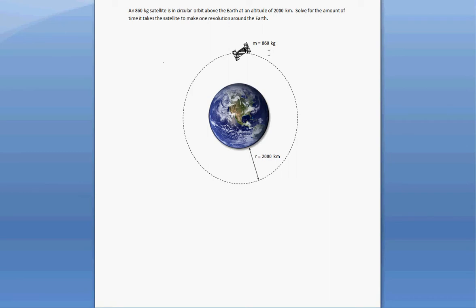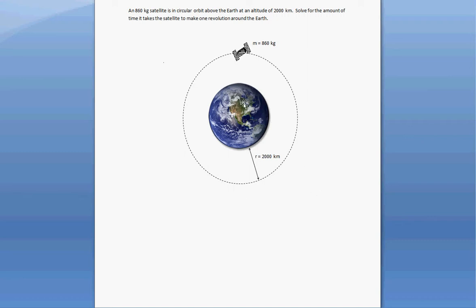Here we have an 860 kilogram satellite revolving around the Earth, and we're going to solve for the amount of time it takes for the satellite to make one trip around the Earth. Before we even start, we're going to take care of some astronomical data that we need.